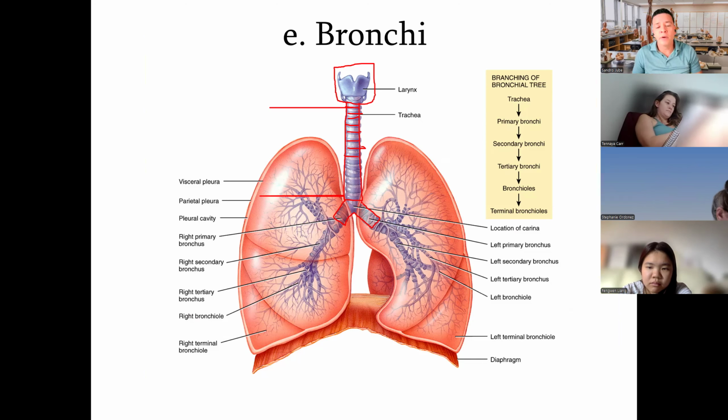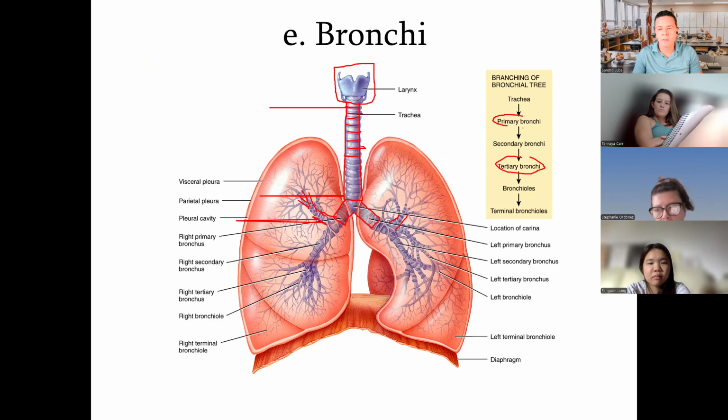Now, when this primary bronchus splits into branches right here, it becomes the secondary bronchus, or the secondary bronchi. And when the secondary bronchi split into a smaller branch, now we're going to find the tertiary bronchi. So we have a primary, we have a secondary, and we have a tertiary.